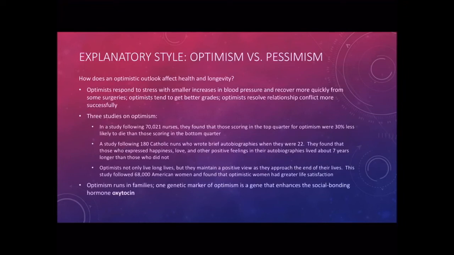Optimism runs in families. One genetic marker of optimism is a gene that enhances oxytocin. Write oxytocin in big letters in this section. Oxytocin is so important, and next to it you want to write social bonding hormone. This brings you closer to other people. Oxytocin is what's released when you cuddle with people. Oxytocin is related directly to intimacy.